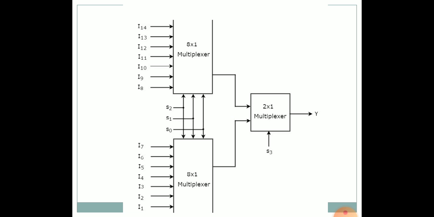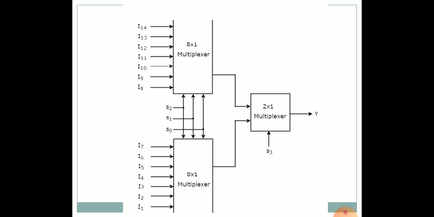So from this truth table, we can derive the circuit using two 8 cross 1 multiplexers. As I said earlier, a 16 cross 1 multiplexer could be implemented using two 8 cross 1 multiplexers and one 2 cross 1 multiplexer at the second stage. At the first stage, here we make use of two 8 cross 1 multiplexers that contain 8 input lines.